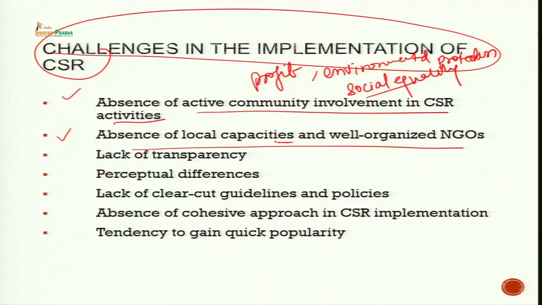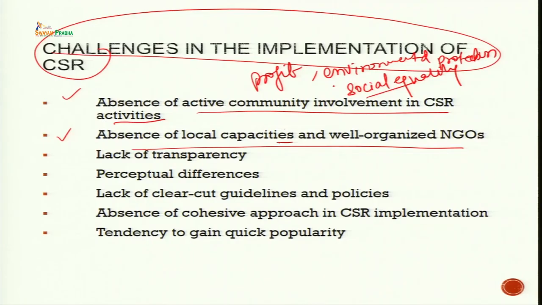So, capacity building on the part of NGOs is much required to have proper initiatives of CSR communicated to the society. Lack of transparency is another issue that needs to be addressed. So, transparency in terms of resource utilization and the existing programs of the corporate. Then, perceptual difference between various stakeholders of the society.